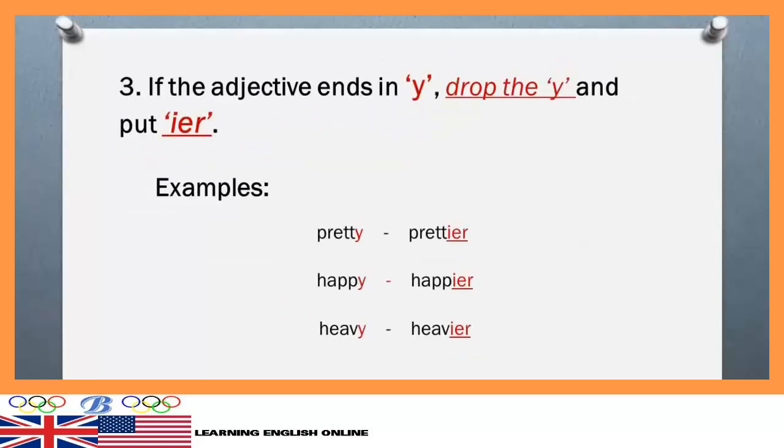Number 3, if the adjective ends in Y, drop the Y and put IER. Examples: pretty, prettier; happy, happier; heavy, heavier. The words pretty, happy, and heavy end in Y. So what we do is drop the Y and we add I, E, and R, making it prettier, happier, and heavier.